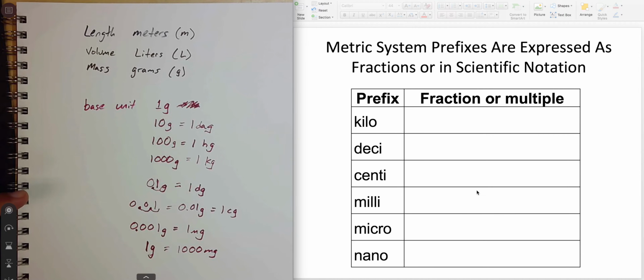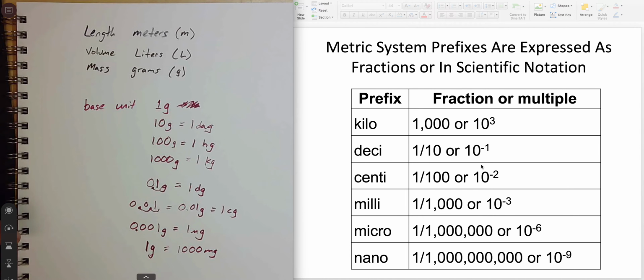So what I recommend that you guys do is pause the video and fill this out on your own. But we're going to be moving on, and I'm going to show it in the next slide. So yeah, please, I'll give you a chance to pause. 1, 2, 3, and then moving on. So here it all is, exactly as we started out, 1,000 or 10 to the 3, so forth, so on.